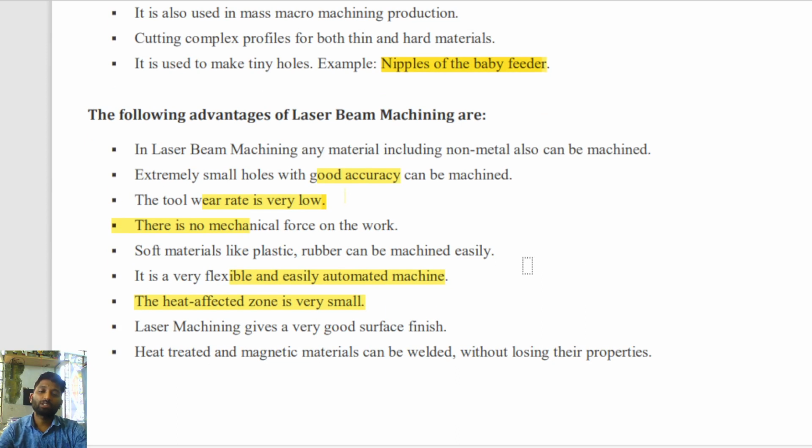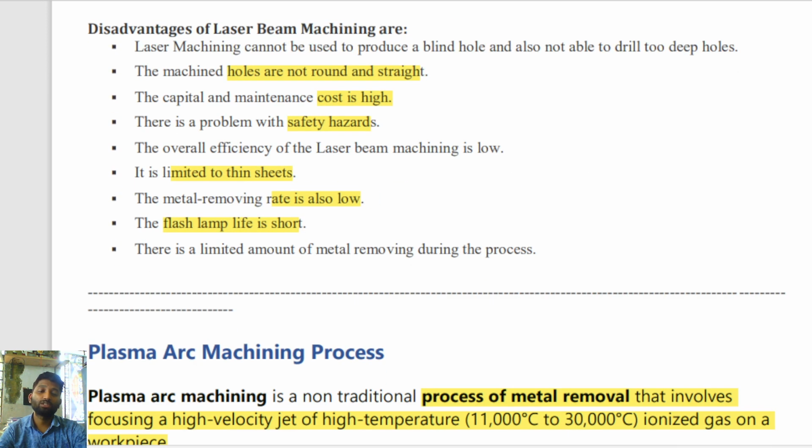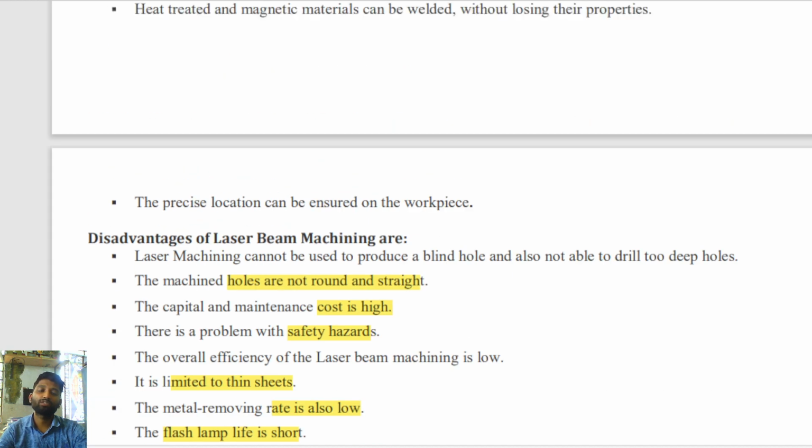Then the advantages are good accuracy, low wear rate because there is no tool, flexible automation is possible, and the heat affected zone is very low. The disadvantages are that holes are not perfectly round and straight, because the light direction changes somewhat. Cost is high, there is a safety hazard because light is emitted, it is limited to thin sheets only, we cannot use thick sheets, and the flash lamp life is short.